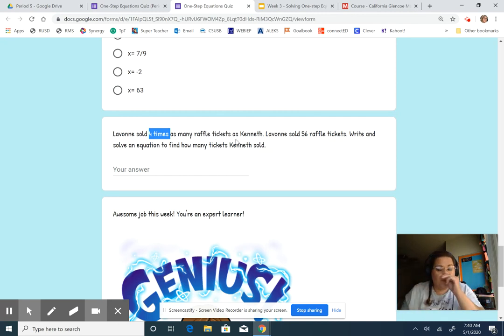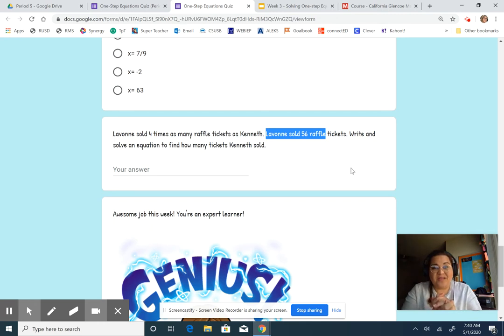Okay, and then we need to think about what is the variable. The variable, the number we want to find out, is how many tickets did Kenneth sell? So think of a letter, maybe a t, to decide how many tickets. And then Levon sold 56. So that might be like what your equation equals. So write an equation, then solve the equation.